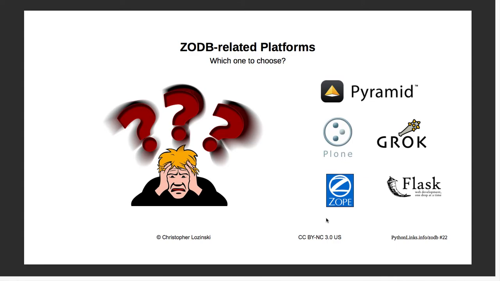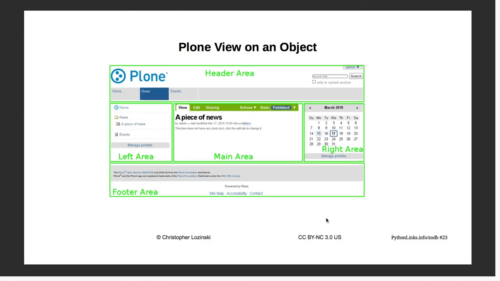Plone is a gorgeous content management system. If you're doing content management, I highly recommend it. Plone is built on top of ZOPE. There's Grok, which is a very reasonably thin layer on top of ZOPE. And then Flask users also use the ZODB. So let's take a look at a Plone view on an object.